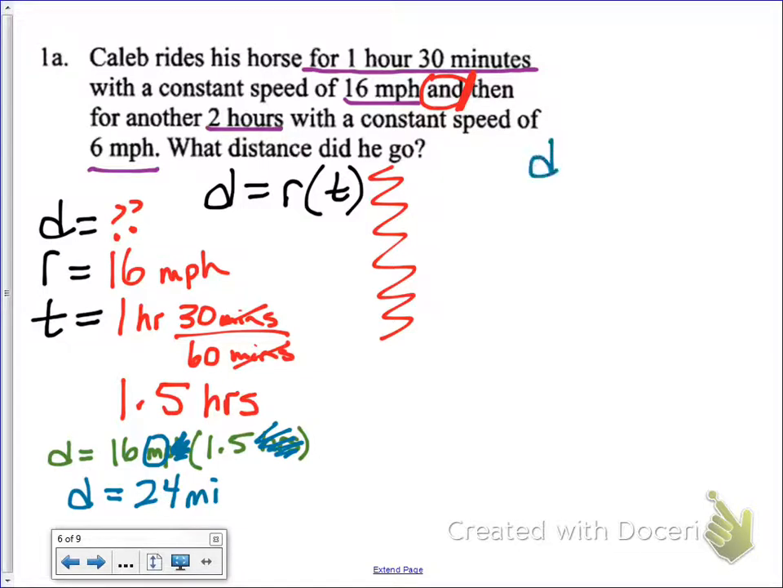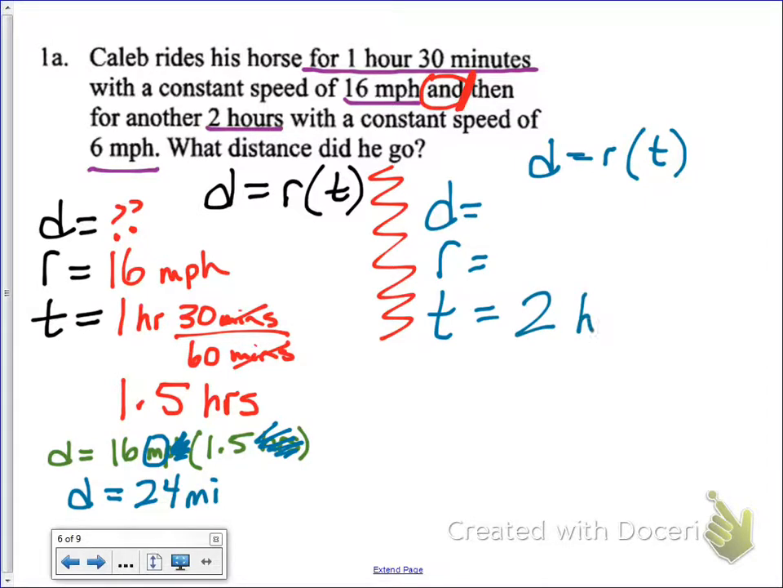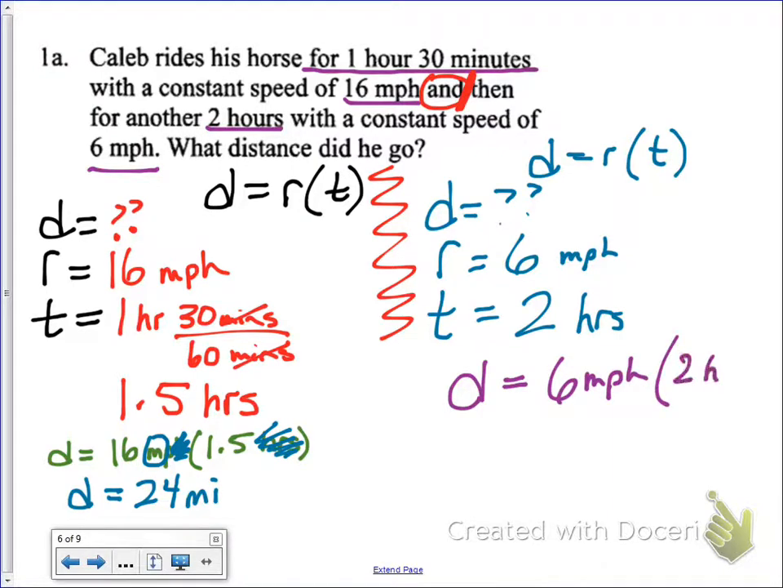Again, let's set it up here. D equals rate times time. Let's put DRT over here. In the second part, it says for another 2 hours, so that's going to be time, with a constant speed of 6 miles per hour. Again, speed is a rate, so 6 miles per hour. Again, we want to find the distance. So let's go ahead and plug it into our equation here. We don't know d, but we know the rate, which is 6 miles per hour, and we know the time, which is 2 hours. And 6 times 2, you could use a calculator, or come on, 6 times 2, that's going to be 12.